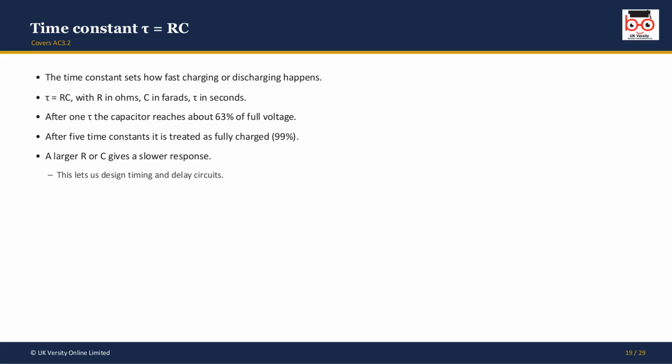The speed of all this charging and discharging is set by the time constant, written as the Greek letter tau. It's simply the resistance times the capacitance. Tau equals R times C, with R in ohms, C in farads, and tau in seconds. After one time constant, the capacitor has reached about 63% of the full voltage, and after 5 time constants we treat it as fully charged, at around 99%. A larger resistance or capacitance gives a slower response, which is how we design timing and delay circuits.